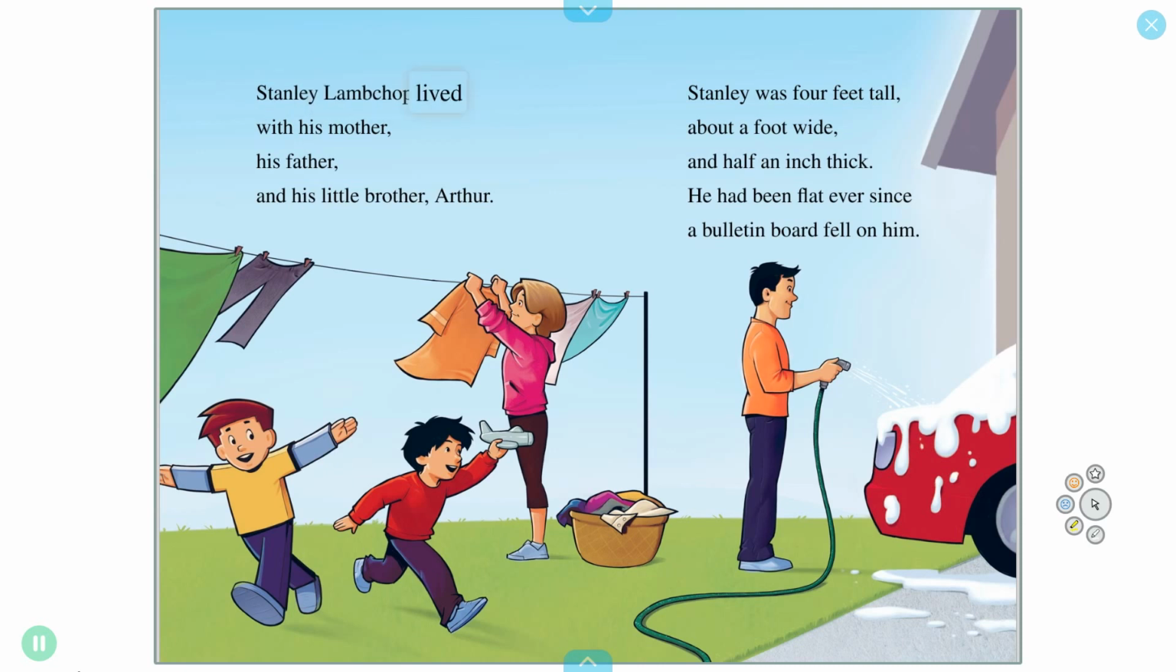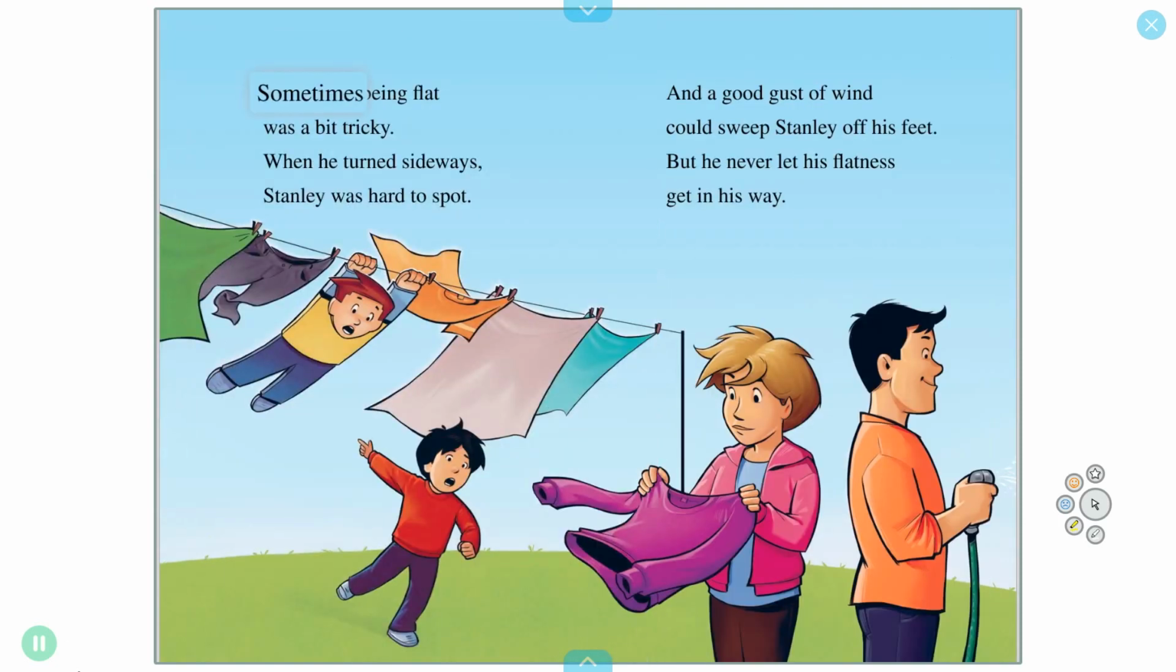Stanley Lambchop lived with his mother, his father, and his little brother Arthur. Stanley was 4 feet tall, about a foot wide, and half an inch thick. He had been flat ever since a bulletin board fell on him. Sometimes being flat was a bit tricky.